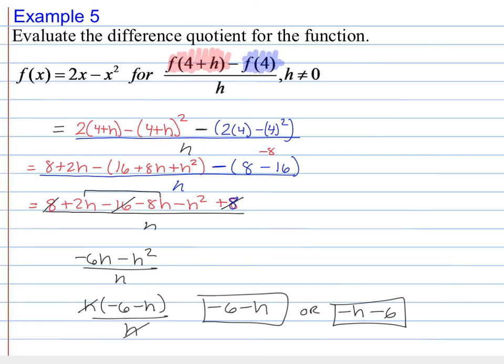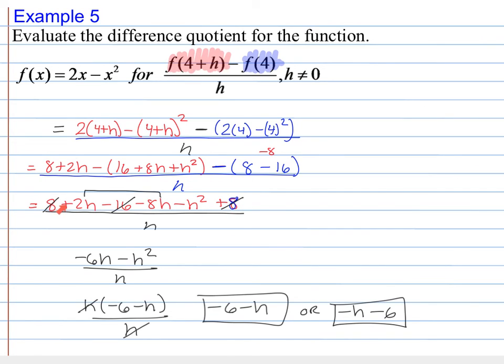Okay, so then you distribute, you get 8 plus 2h, you FOIL out, and you're going to get 16 plus 8h plus h squared. And make sure you're going to also distribute that negative once you have FOILed it out. And you combine 8 minus 16, you get negative 8. And you know that negative 8 times a negative is a positive 8. This becomes negative 16. Negative times 8 is negative 8h. Negative times h squared is negative h squared. This is my new numerator.